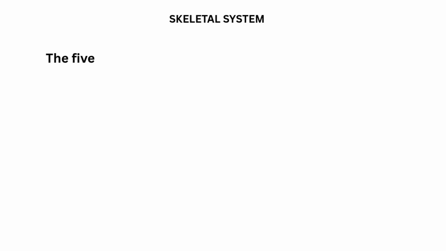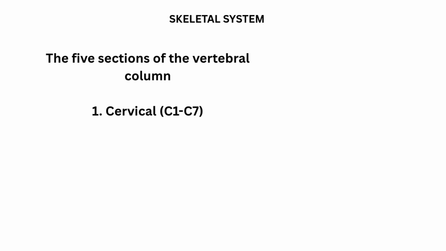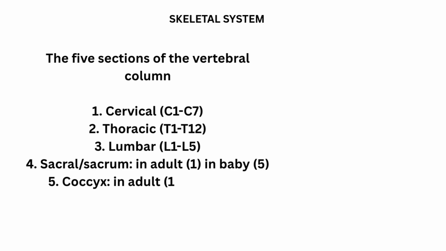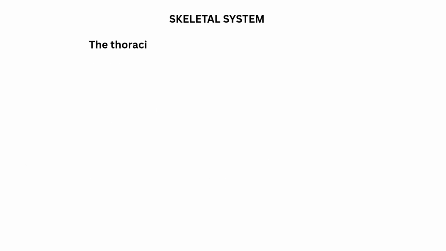The 5 sections of the vertebral column: 1. Cervical, C1 to C7. 2. Thoracic, T1 to T12. 3. Lumbar, L1 to L5. 4. Sacral/sacrum, in adult, 1. In baby, 5. 5. Coccyx, in adult, 1. In baby, 4. The thoracic cage.